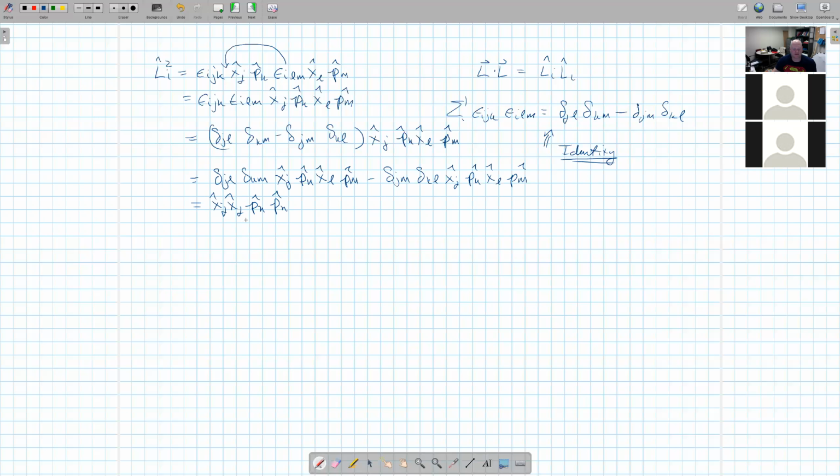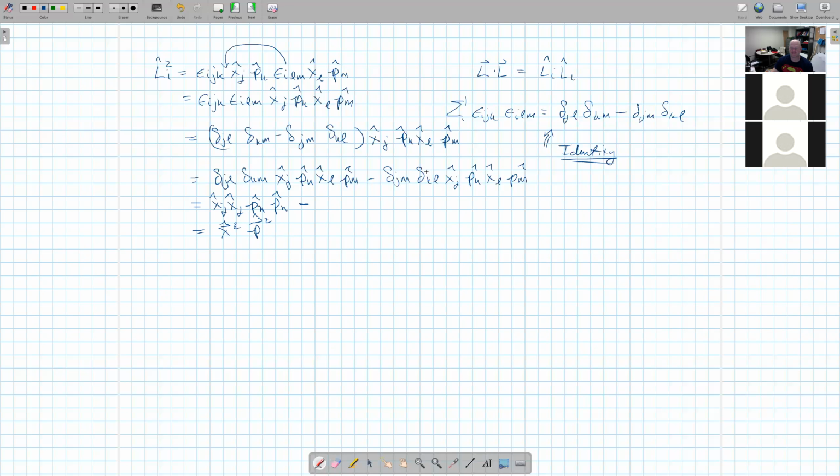But this thing here is simply a dot product, right? Same thing as over here. So anytime I have repeated indices, this is actually a dot product. So this is actually the same thing as x squared times p squared. So that's what this first term becomes. Suppose I should write these as vectors. There we go. Now let's do the same thing over here.